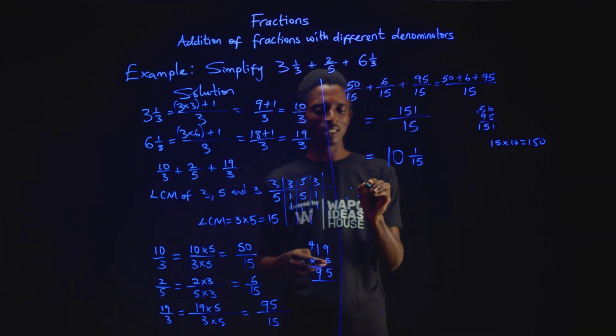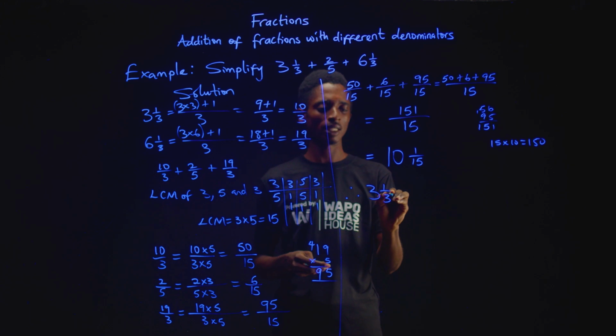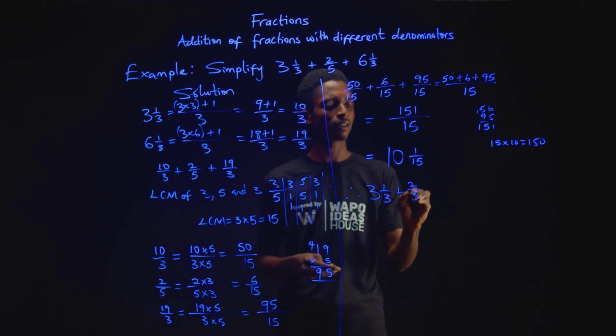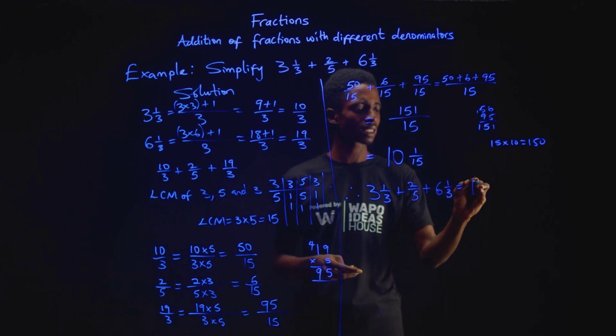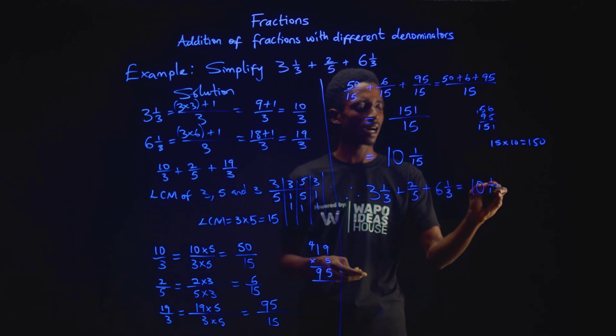We can then write by saying 3 whole number 1 over 3 plus 2 over 5 plus 6 whole number 1 over 3 will give us 10 whole number 1 over 15.